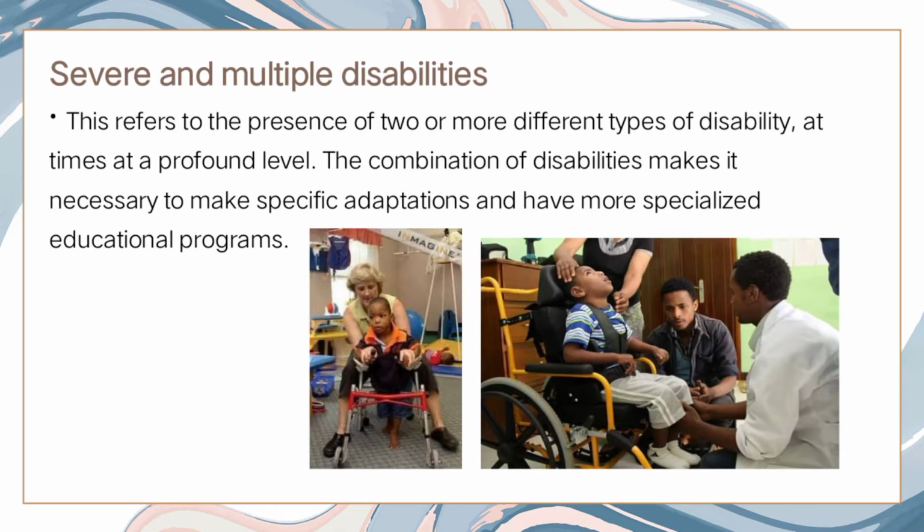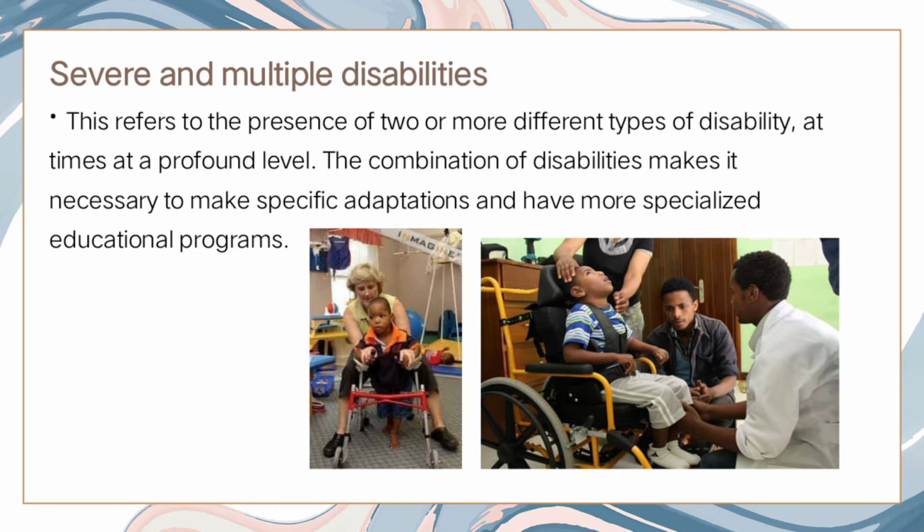Severe and multiple disabilities. This refers to the presence of two or more different types of disability, at times at a profound level. The combination of disabilities makes it necessary to make specific adaptations and have more specialized educational programs.